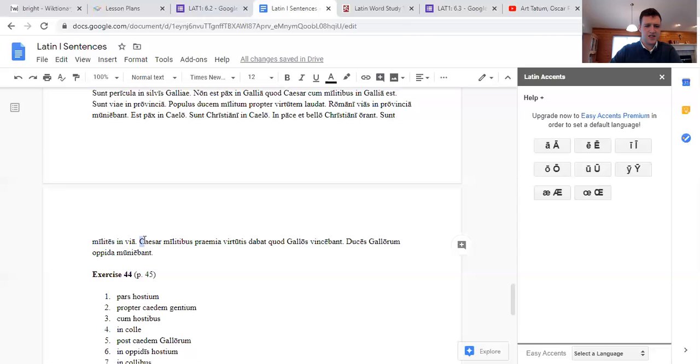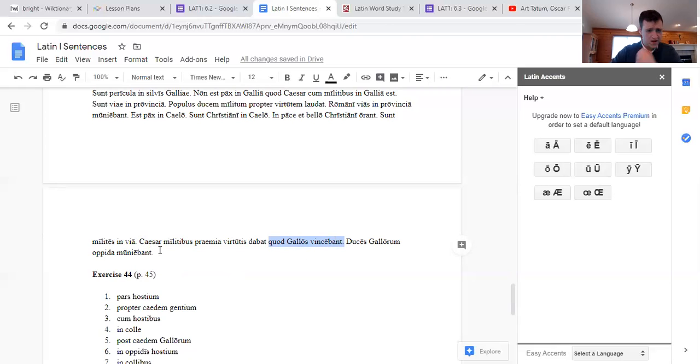Caesar militibus praemia virtutis dabat quod Gallos vincebant. Okay, a little harder here. Now, I see quod, so this is a complex sentence with a subordinate clause. And by the way, when we have the conjunction because, that's what we call a causal subordinate clause. So whatever the main clause happens to be, it's true because of the conditions of the subordinate clause.